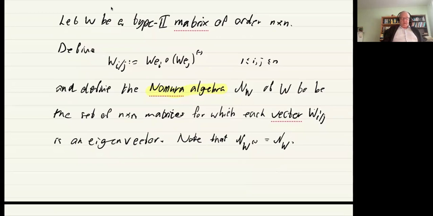Now I've been throwing the word algebra around. The point is, if I have two matrices M and N, and each of these vectors is an eigenvector for both M and N, then they are also eigenvectors for the product M times N. So that tells me that I do indeed have an algebra of matrices, and the identity is clearly in there. So I have an algebra of matrices which have these vectors as eigenvectors.